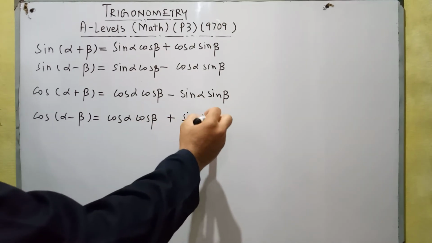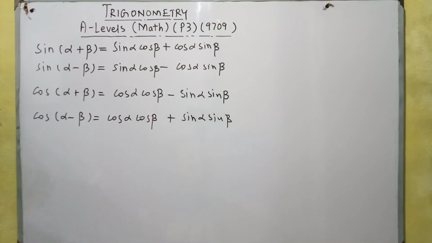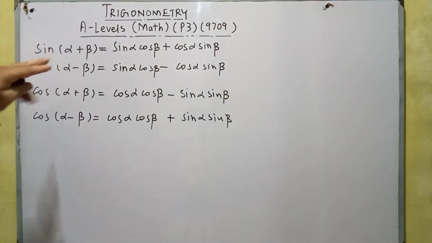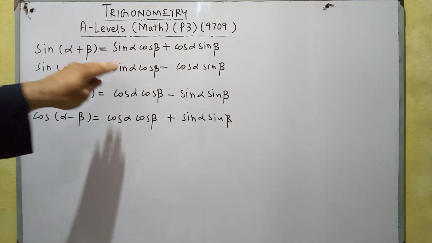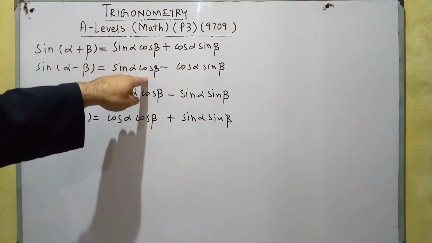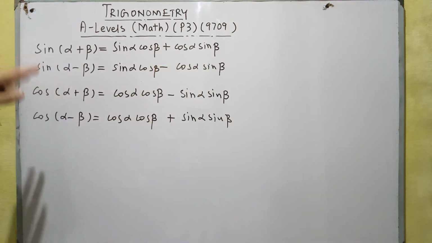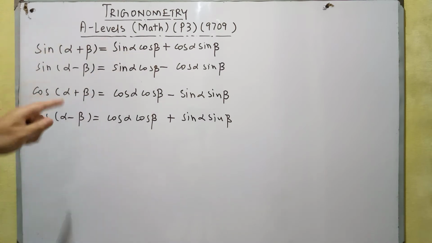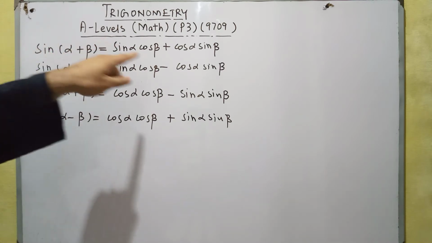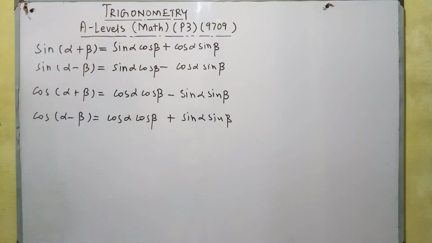sine alpha sine beta. Again, we can see that in case of sine function we have opposite functions, that sine is coming with cos and cos is coming with sine, but sign will remain same. If we have negative sign here, we will also have negative sign here.